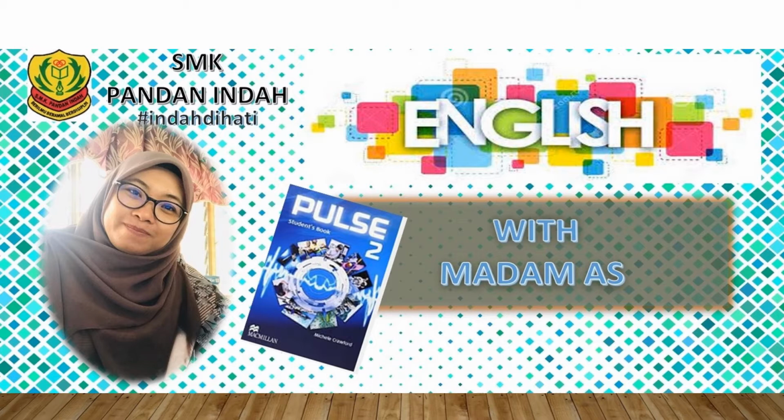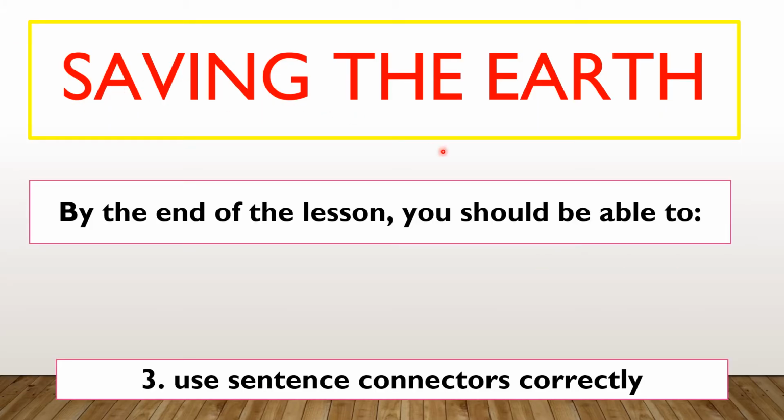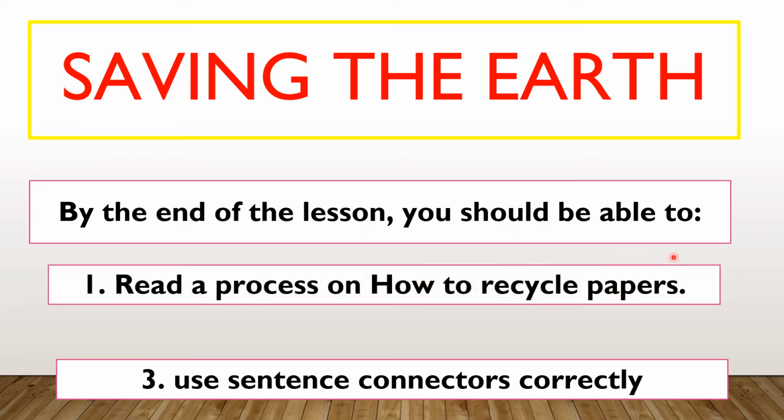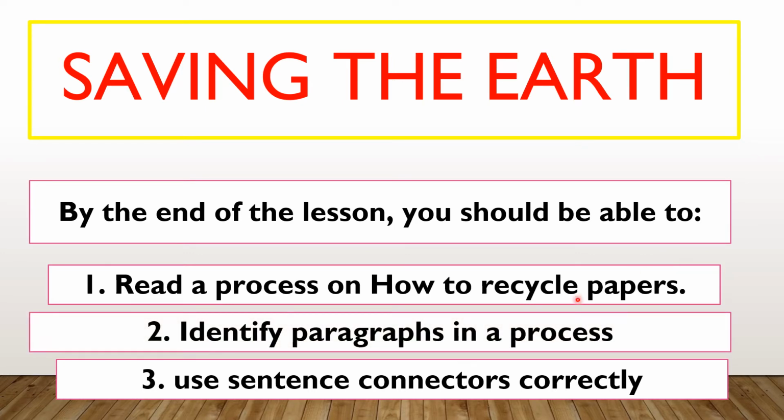I really hope everybody is ready today to continue learning. So what are we going to do today? We are going to cover the topic saving the earth. By the end of the lesson, you should be able to read a process on how to recycle papers. We have talked about recycling on Tuesday, so you should know what recycling is. We are going to look at recycling papers, and then you should identify paragraphs, learn how to make a process, and also use sentence connectors correctly.